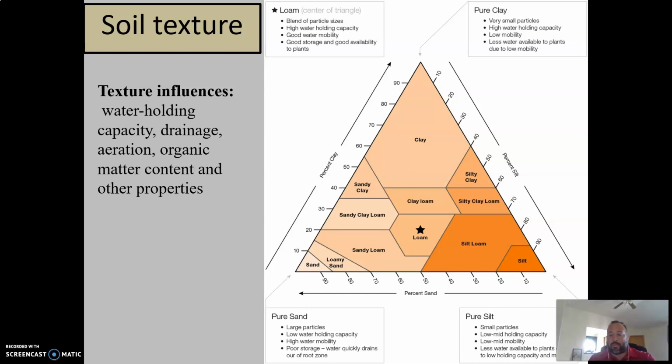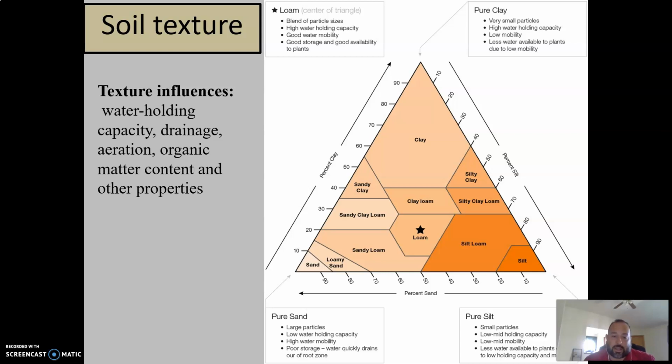But the idea of water moving through the system and being able to get to the different layers of the soil, which we'll talk about in a little bit, it does not move through the soil very fast. It can sit there on the soil, but it doesn't go anywhere. And so what that means is there's less water available to the plants due to the low mobility.